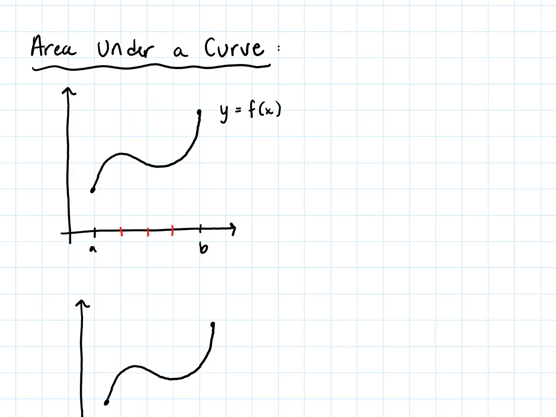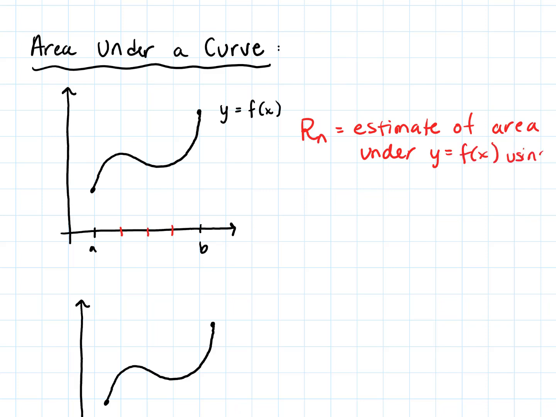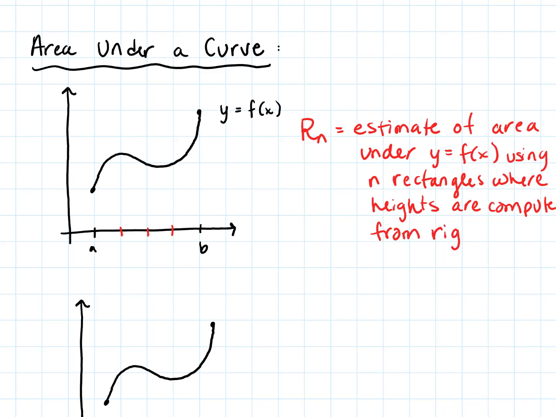So we talked about the right and the left on the last video, and I want to just clarify some notation that was introduced and review some notation. So if we use R sub n, R sub n is going to be an estimate of the area under y equals f of x, whatever the function is that we're looking at, using n rectangles where heights are computed from the right-hand endpoints. That's thus the capital R, right-hand endpoints of the subintervals.